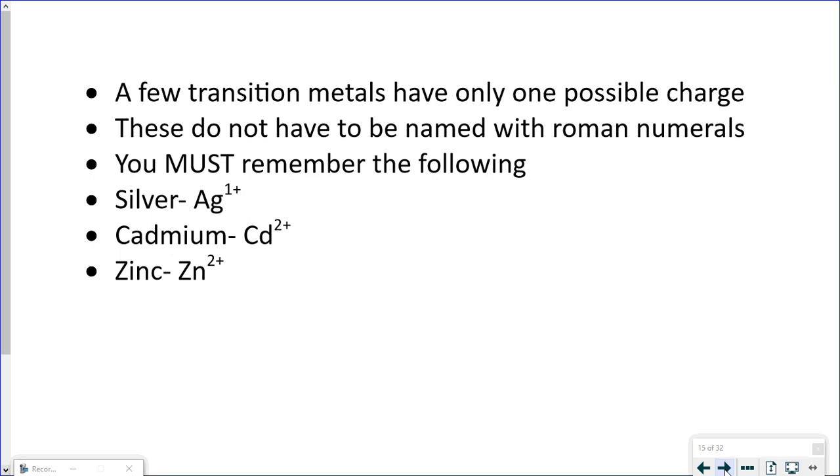How I remember these, if you look on your periodic table and find aluminum, remember aluminum is +3. One column to the left is cadmium and zinc, so they're +2. Another column to the left is silver, which is going to be +1. So make sure that you remember those 3.